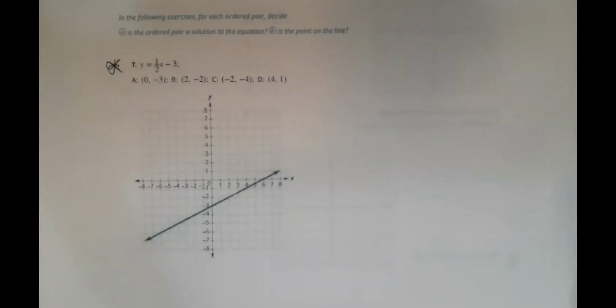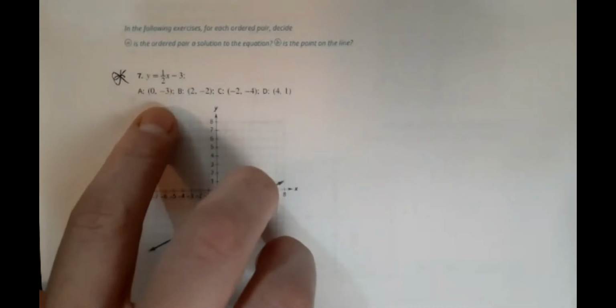What does it say? Number 7 says, is this ordered pair a solution to the equation? Is the point on the line? I want to get this out of the way so we don't have to keep answering two questions. What do each of those mean? How do those relate to each other? If we have this equation, what does it mean for this point to be a solution to this equation?